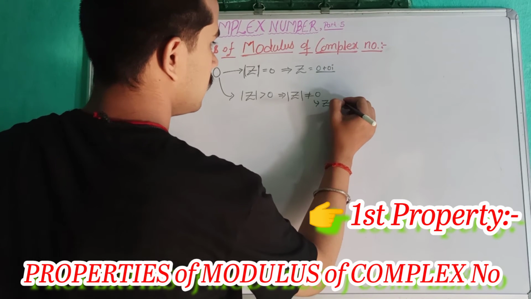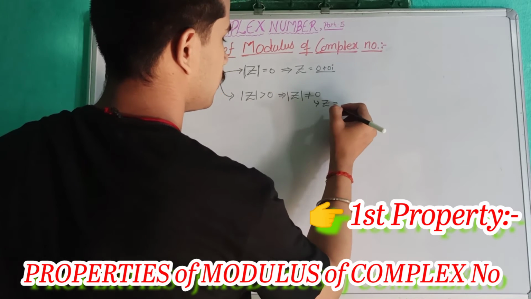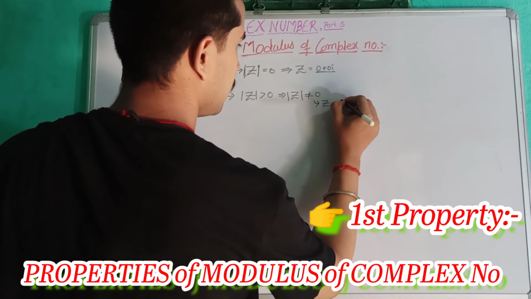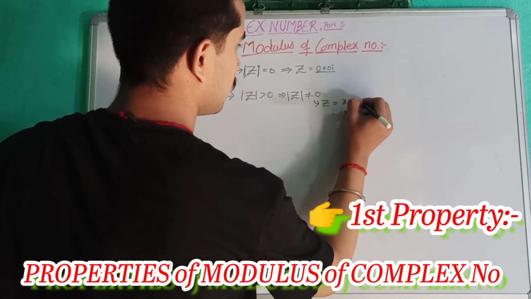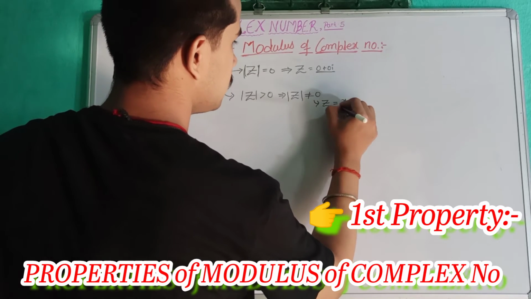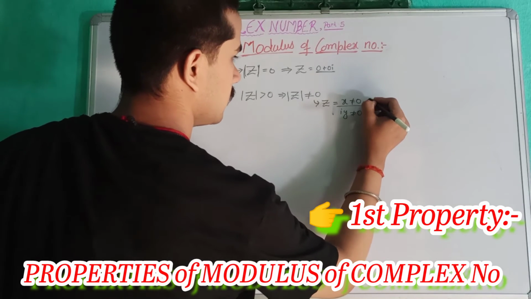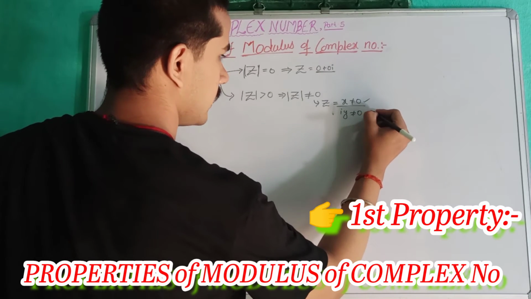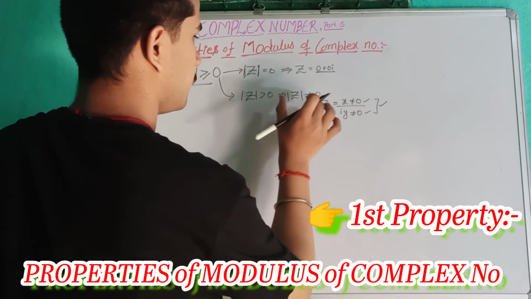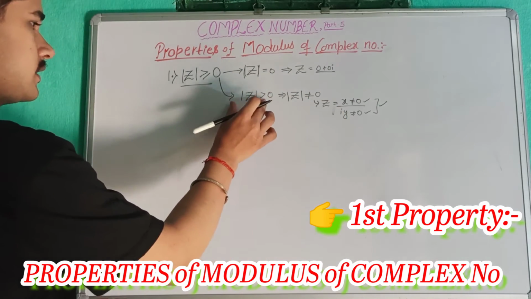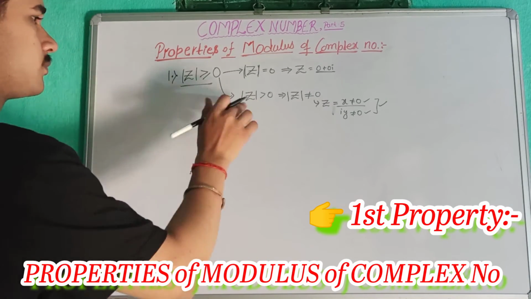It should be having both of its components not equal to 0, like x or iy, which will be not equal to 0. Either this or both. Either this part satisfies or this part satisfies, or we can say that both the parts satisfy, then also this part gets satisfied, and then finally we can say that the modulus of a complex number will be greater than 0. This is the first property.